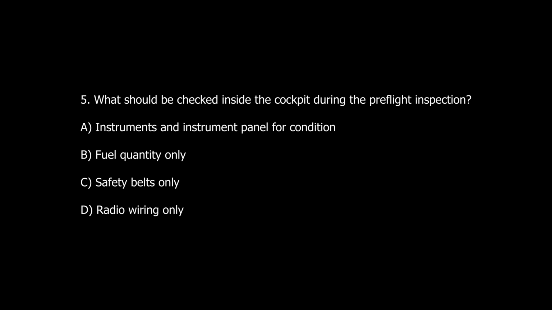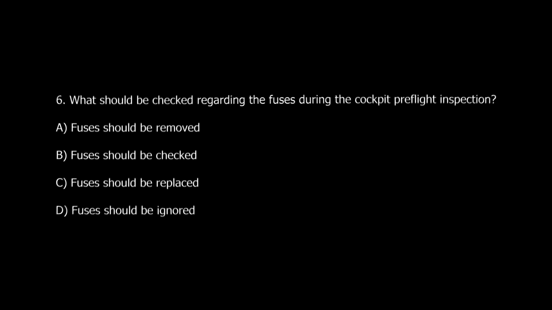5. What should be checked inside the cockpit during the pre-flight inspection? A. Instruments and instrument panel for condition. B. Fuel quantity only. C. Safety belts only. D. Radio wiring only. 6. What should be checked regarding the fuses during the cockpit pre-flight inspection? A. Fuses should be removed. B. Fuses should be checked. C. Fuses should be replaced. D. Fuses should be ignored.